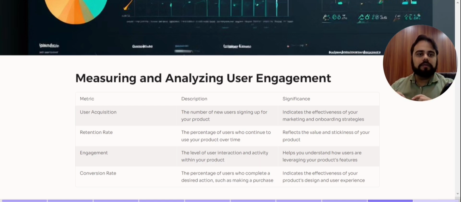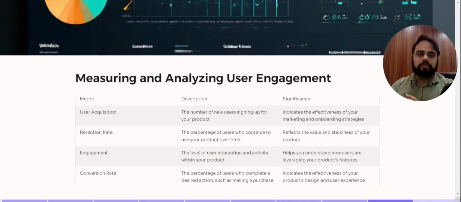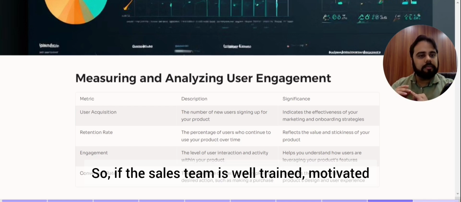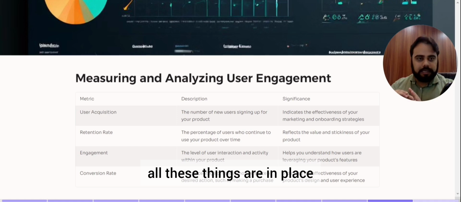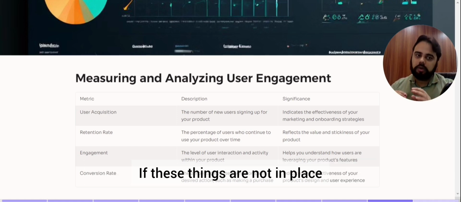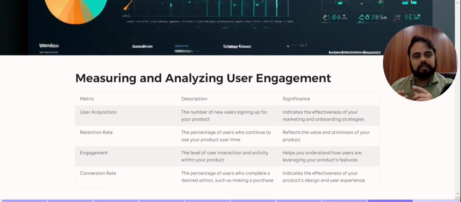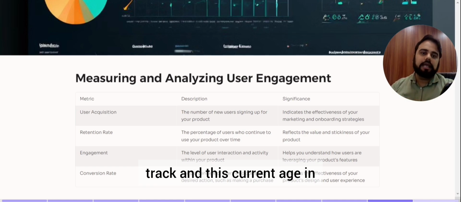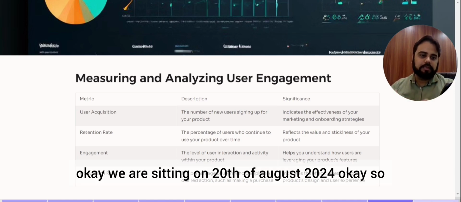Secondly, always make sure that the team on the sales side, okay, they are well trained. तो conversion rate जो है ना, अगर sales की team अच्छे से trained होगी, motivated होगी, follow-ups अच्छे होंगे, all these things are in place, definitely you will have a good conversion rate. If these things are not in place, your funnels are not working properly, you are not tracking things, then there will be a problem, है ना. So you have to analyze, track, and this current age in which we are working in 2024, okay, we are sitting on 20th August 2024, okay.